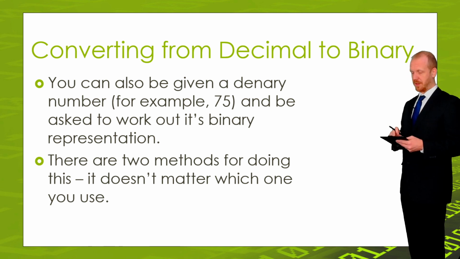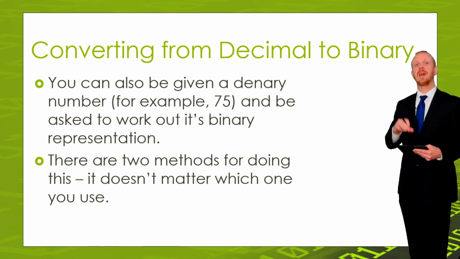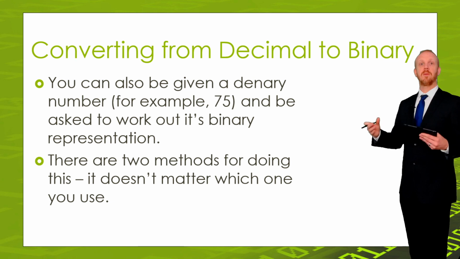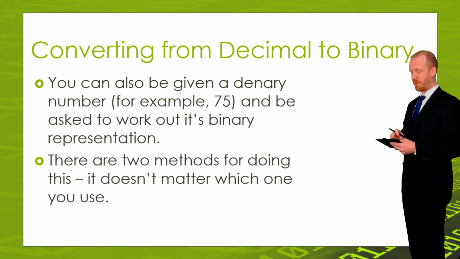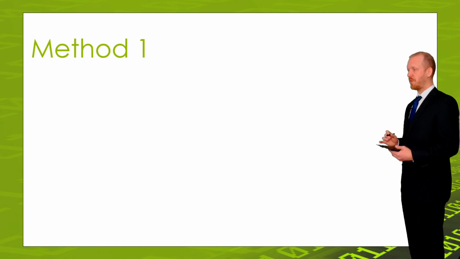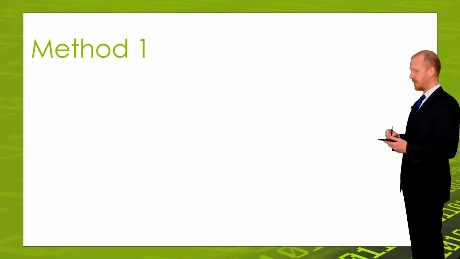So the first method I'll show you. This is a method I prefer because it's clear why it works. But the second one I think is easier to do, but it's not as clear why it works. And it's your preference which one you prefer. So the first method. So we said we wanted to get 75.